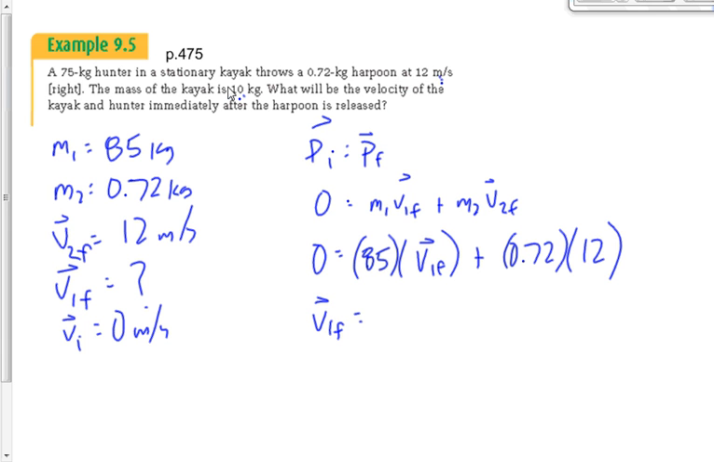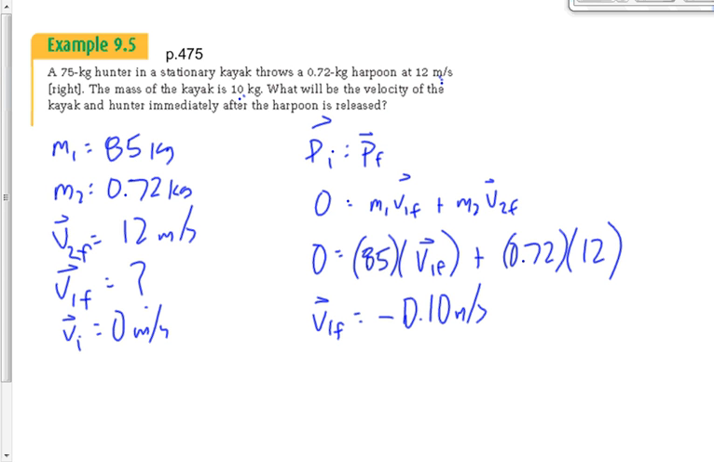All right, so 0.72 times 12. Take that over to the other side by subtracting. Divide it by 85. What do we end up getting? How about negative 0.10? Yeah, or 0.10 to the left is fine. So it is quite a bit less, right? It's a lot less, and it's in the opposite direction. It makes sense that if you throw the harpoon one way, then you're going to go the opposite way. Not very fast, but you're still going to go the opposite way.